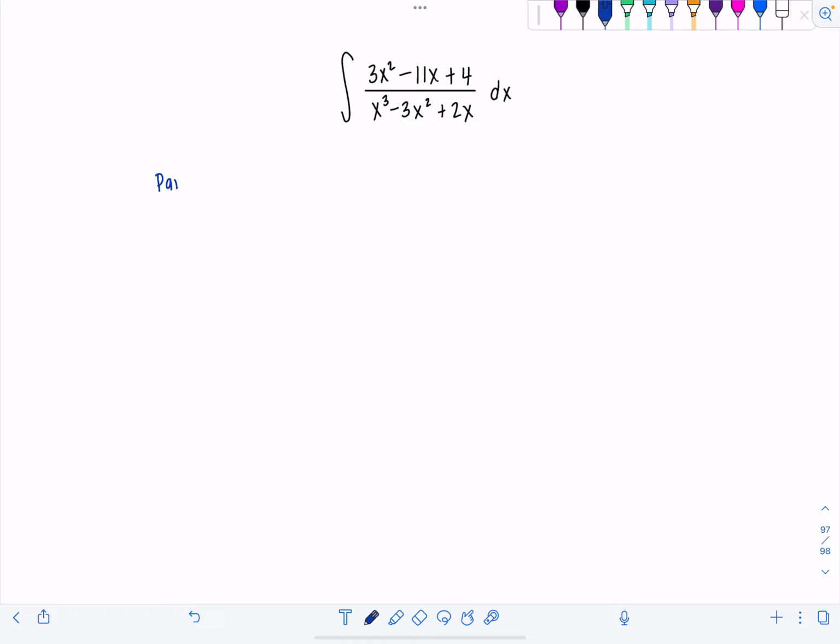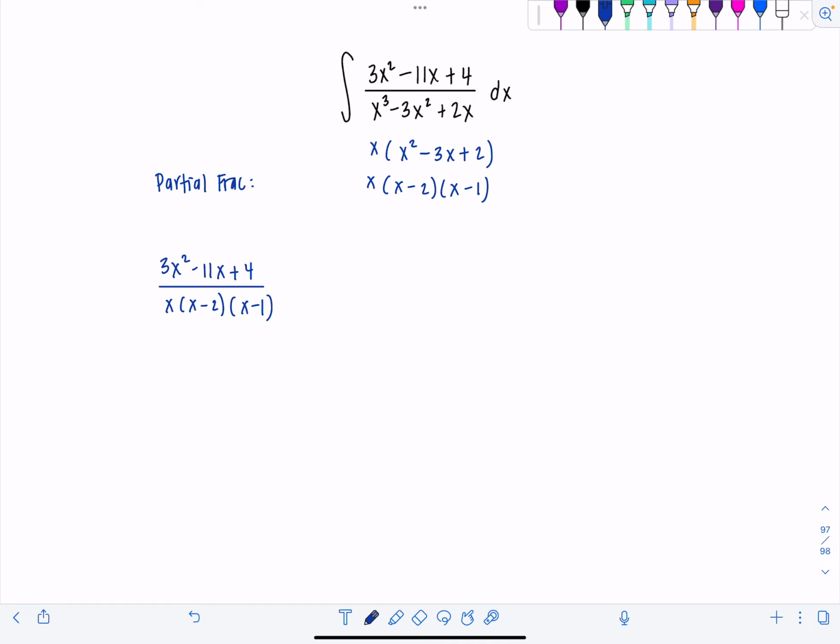So here we go. It's partial fraction time. We need to factor the denominator. If I factor out an x, I'm left with x squared minus 3x plus 2, and that factors further. So we have x times (x minus 2) times (x minus 1). Now, each of those factors is a linear factor. None of them is repeated. So we'll just have three constants, A, B, and C in the numerator.